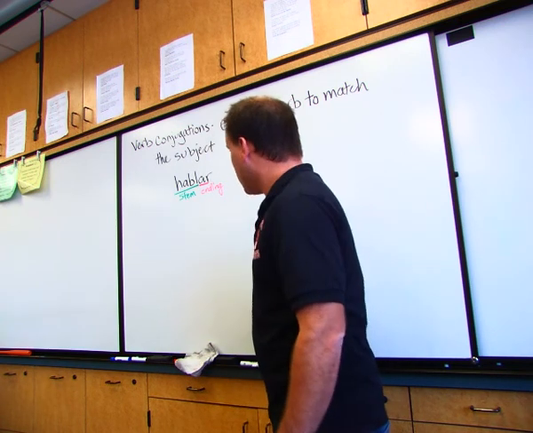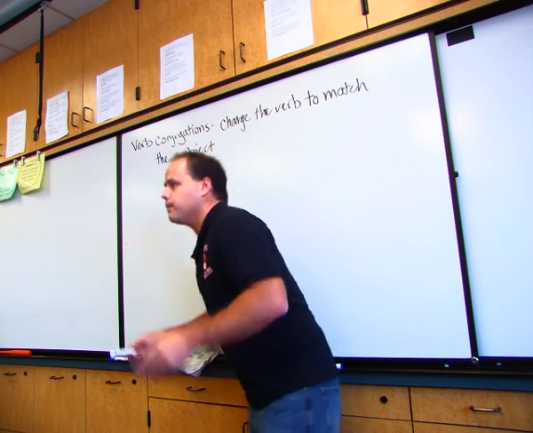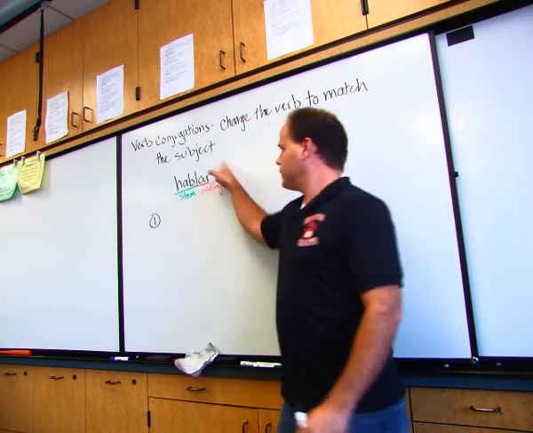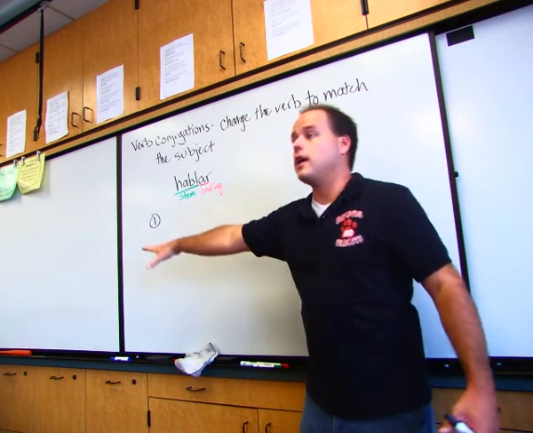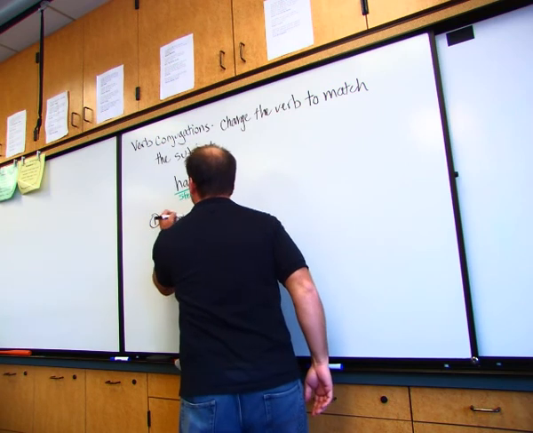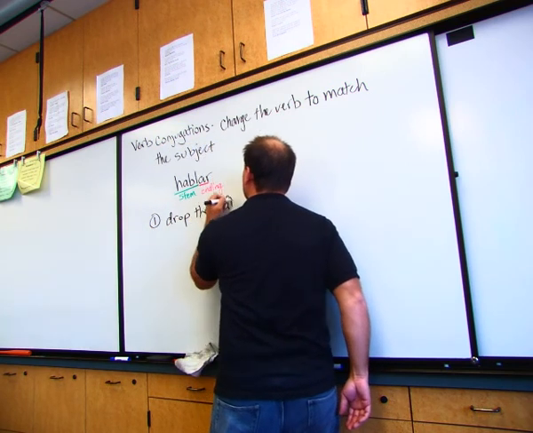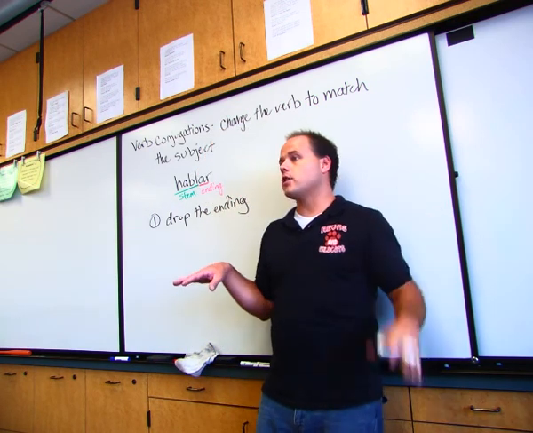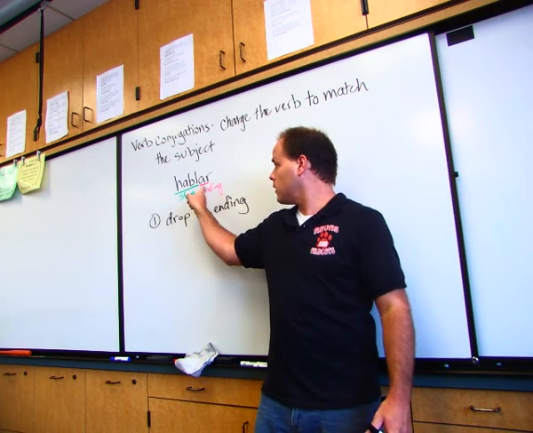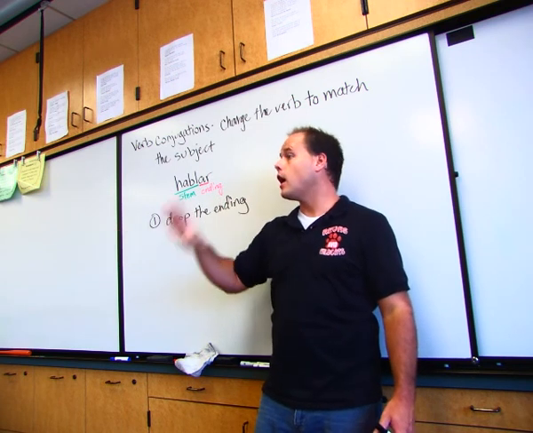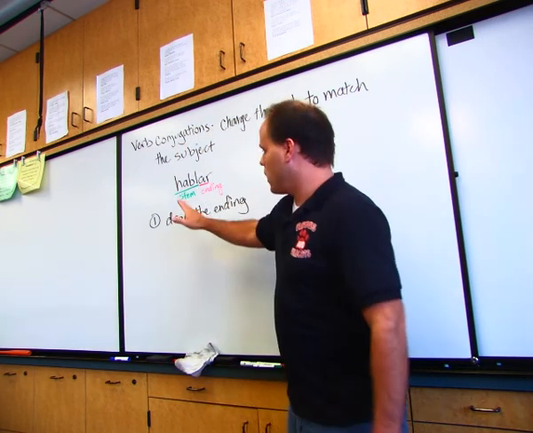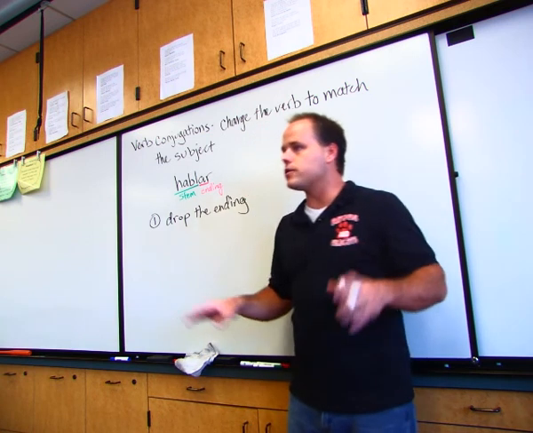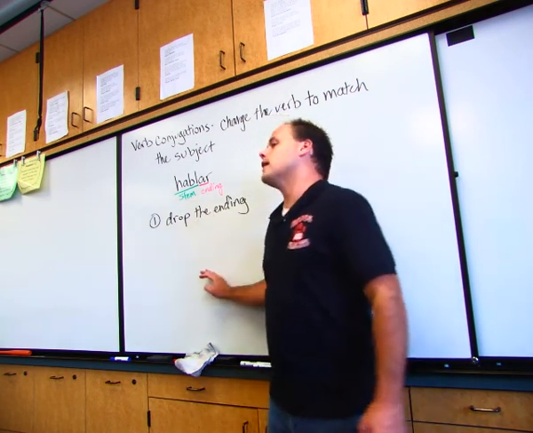Now, again, there are two steps when we conjugate a verb. The first thing we're going to do when we conjugate a verb is what? Drop the ending. Get rid of the ending. So step one, drop the ending. Now, all verbs in Spanish have one of three endings. What are they? AR, ER, IR. That's it. There's no other. When we conjugate all regular verbs, so these are verbs that aren't stem-changing verbs, they're not irregulars, they are just regular verbs, you will drop the ending.